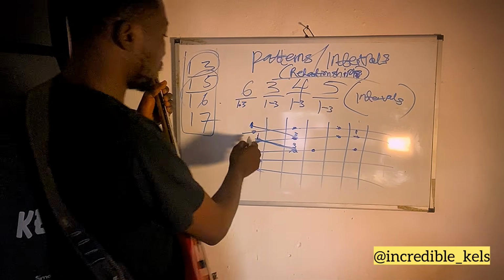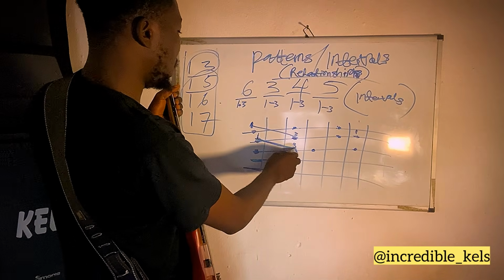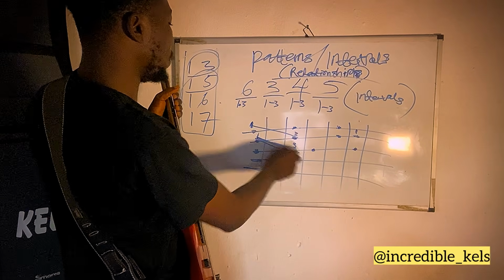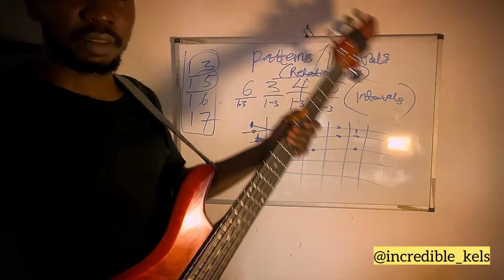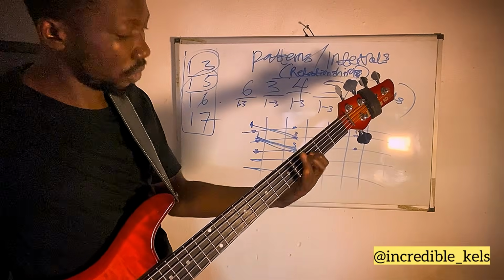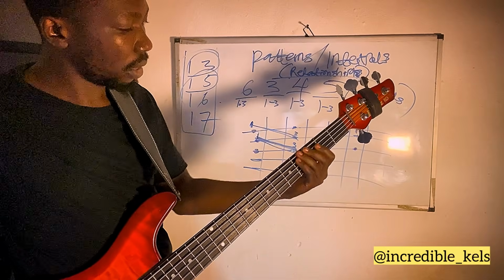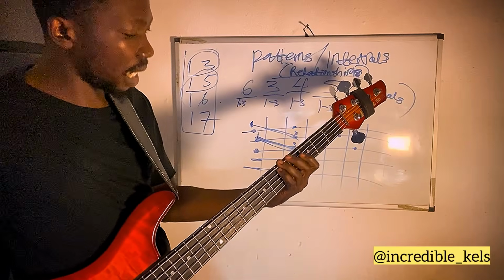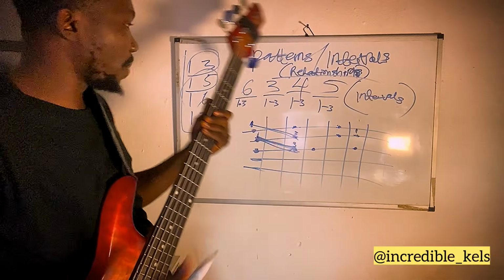So you see how the patterns are going. This is la mi, then la do, la do, then mi so. So la do, then la do, then mi so, right? La do, mi so. That's how my patterns are building.